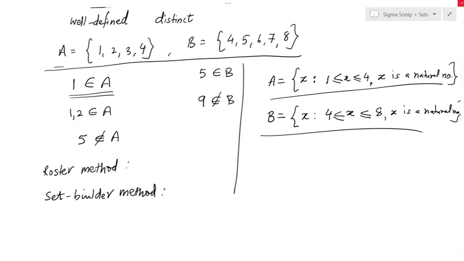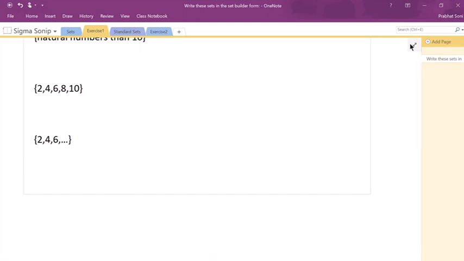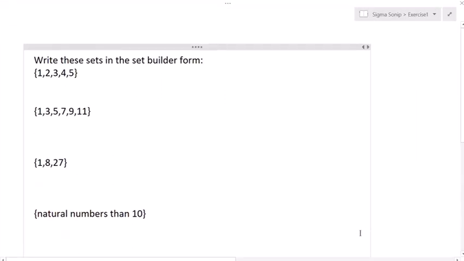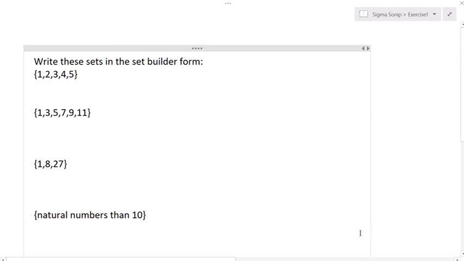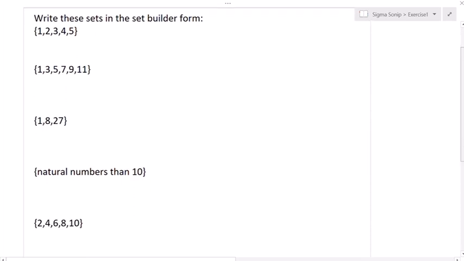Okay, let's look at some exercises to work through. So let's take a look at this exercise 1 here. Here we need to write these in set builder form. So I would suggest that you pause the video here for a moment and write these sets in set builder method, and what you have is basically the roster method. Pause the video for a moment and try them out by hand.